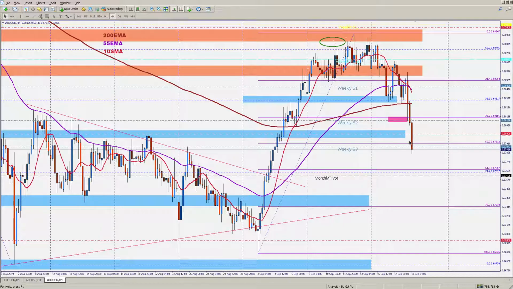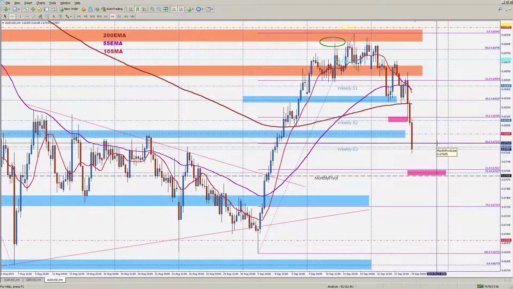So now it has potentially moved a bias to the downside, and there is a key support zone now at the 62 fib retracement area. There's also confluence with the 21 fib retracement of the bigger swing and the monthly pivot. So all around the 0.6760 to 70 area. So this could be a potential target zone as it continues to fall further.